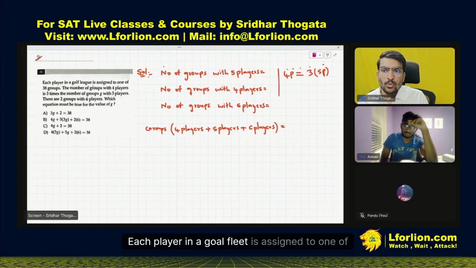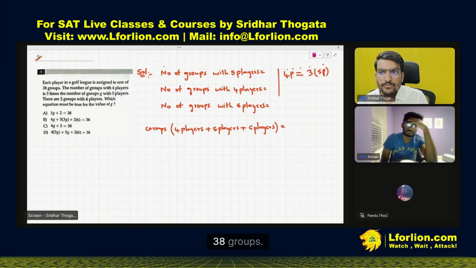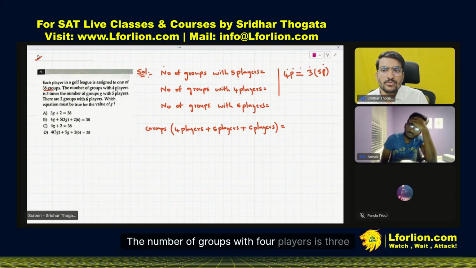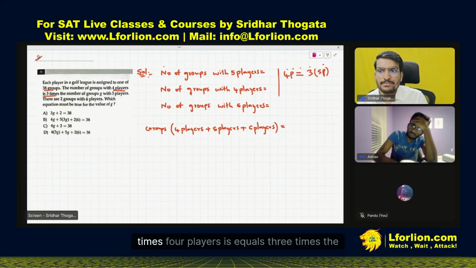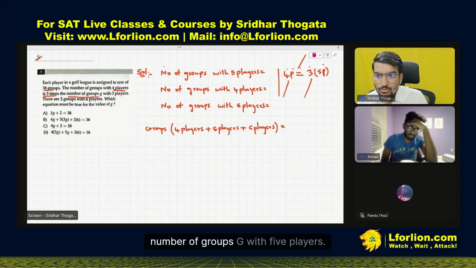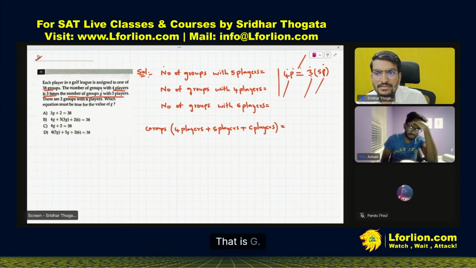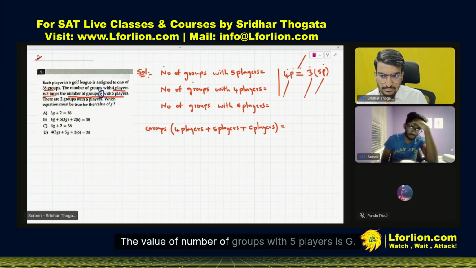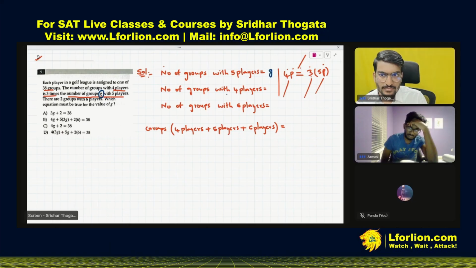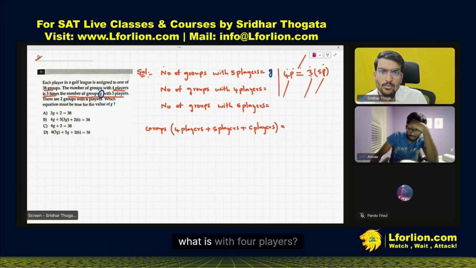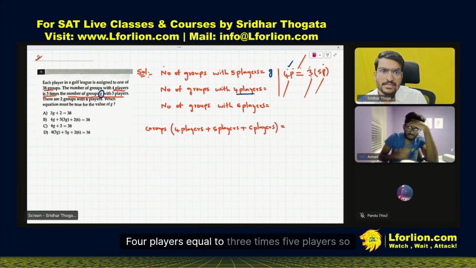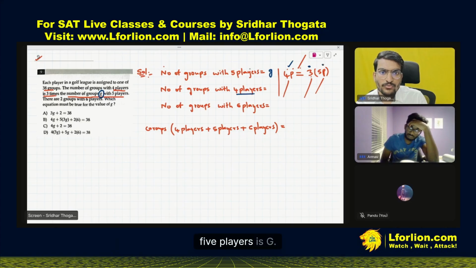Question number 9. Each player in a golf league is assigned to one of 38 groups. The number of groups with 4 players is 3 times the number of groups with 5 players. So watch it. What is the group with 5 players? The number of groups with 5 players is G. Then if that is the case, what is with 4 players? 4 players equals 3 times 5 players. So 5 players is G, then 4 players will be 3G.